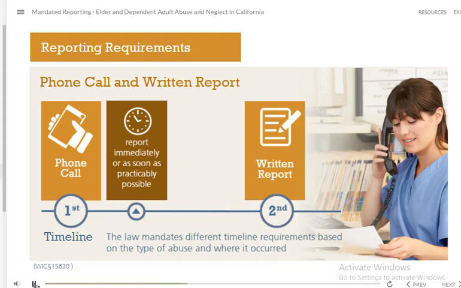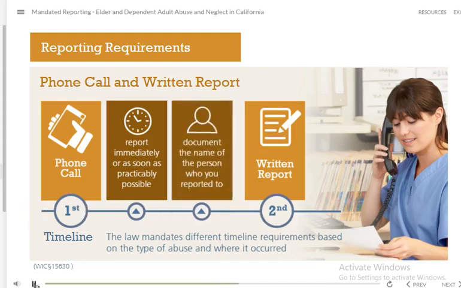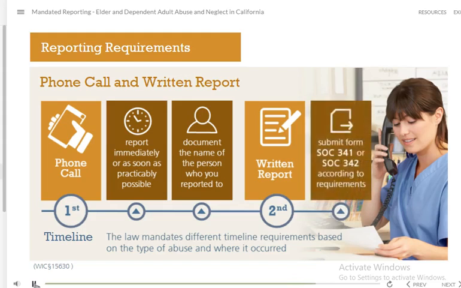Some counties have developed an internet reporting tool, and although this is acceptable if available, a phone call should be your priority if the matter is urgent or time-sensitive. When reporting by phone, it is extremely important to document the name of the person who you reported to over the phone. This is both for the report itself and for your records in case the report is ever called into question. Once you have made your initial phone report, you will then need to submit the SOC 341 form or SOC 342 form according to the reporting requirements, including reports to law enforcement. We'll look at these forms in more detail on the next few screens.